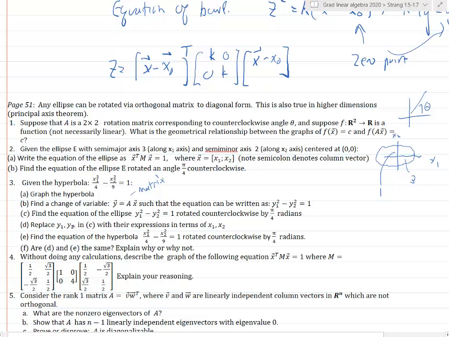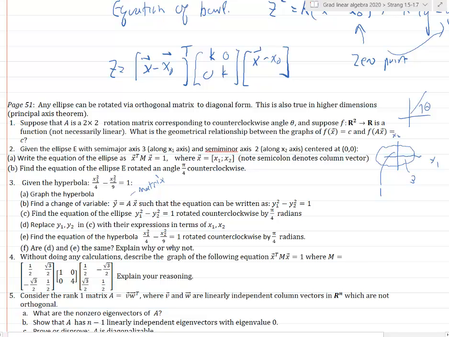Then replace y1, y2 in there with their expressions in terms of x1 and x2. So what you've done is you've taken this hyperbola, transformed it by a change of variable, and then rotated it. Now, in part B, I say find the equation of this hyperbola rotated pi over 4 radians counterclockwise. Here I'm just doing the rotation. In the other, I do a change of variable before rotating, then I rotate, and then I go back to my original variables. Here I'm just rotating without changing the variable. So it's actually quite a bit simpler to rotate this one than this one, right?